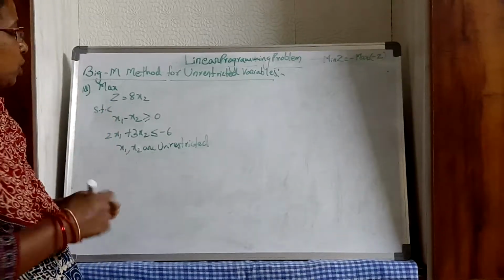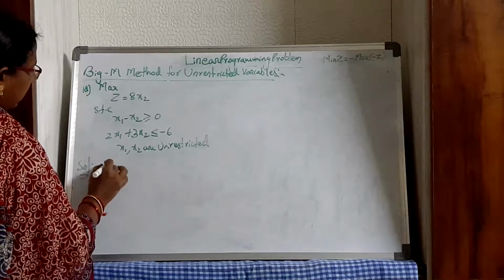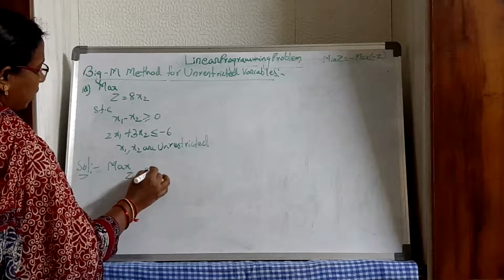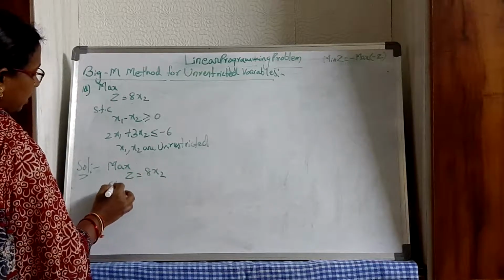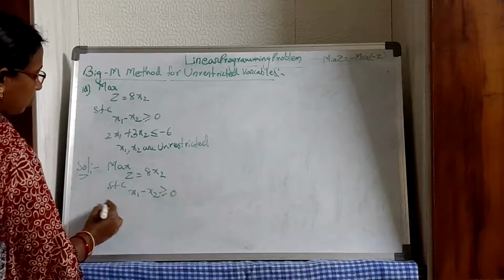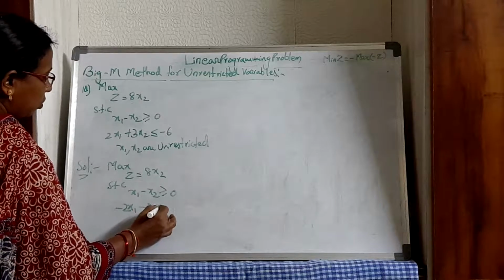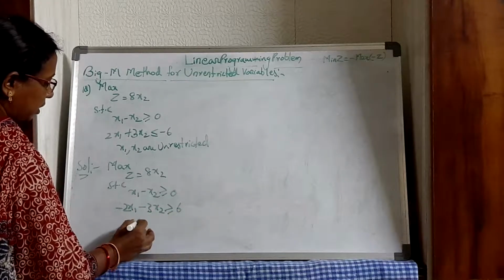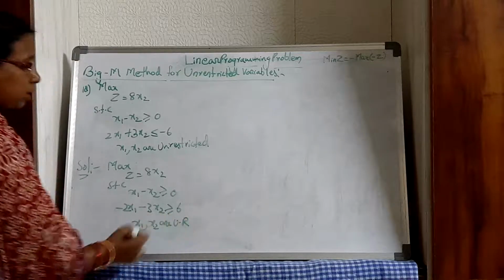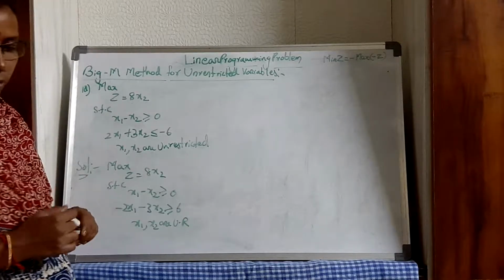If any one of the bi is negative, then convert it into positive by multiplying that constraint throughout with minus 1. So what I will do here, since it is not satisfied, first I will convert that into a positive value. Maximize z is equals to 8x2 subject to constraints x1 minus x2 greater than or equal to 0, minus 2x1 minus 3x2 greater than or equal to 6. x1, x2 are unrestricted. UR means unrestricted. So now I got all the bi's as positive.